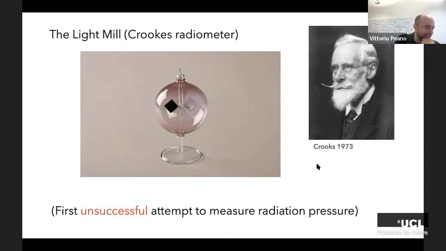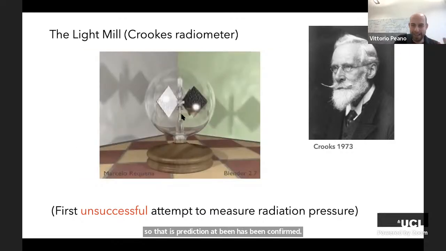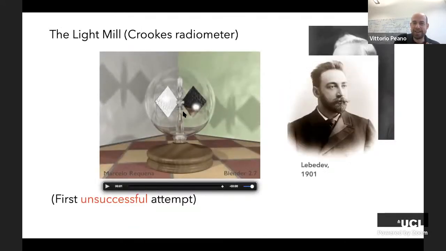I think the thing that I find slightly amusing is that Maxwell was also a strong advocate that this was really the proof that his prediction had been confirmed. But the funny thing, if you have ever had the chance to own this toy, is that if you shine light on it, you see it's rotating the wrong direction. The black side rotates. So it's really funny that Maxwell really wanted to see his elegant theory confirmed and really believed this, although there is this very macroscopic problem with the experiment.